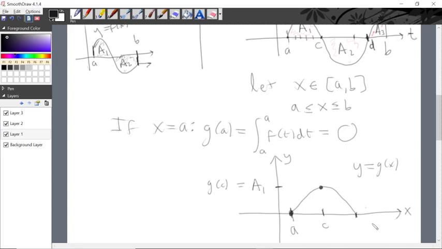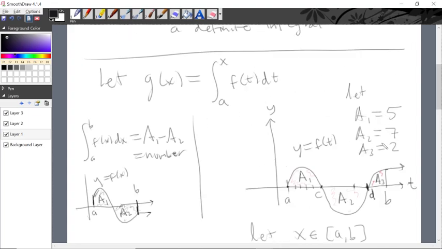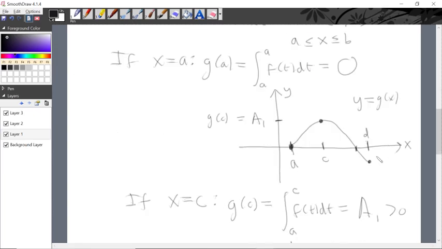Okay, D is positioned about right here. And by the time we take the integral from A to D, we should be somewhere negative. That is, G of D is some negative quantity. And if I use these values right here, I have that A1 is equal to 5 and A2 is equal to 7. Then in fact I would expect that right here this value would be negative 2, because it is found by taking A1 minus A2. Right there.